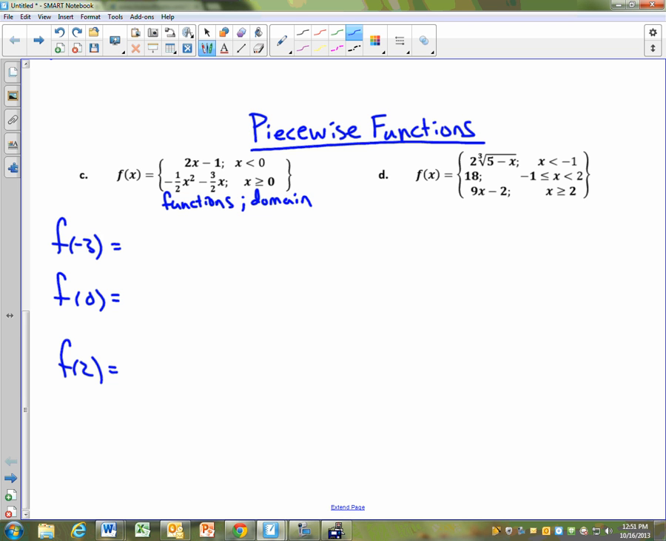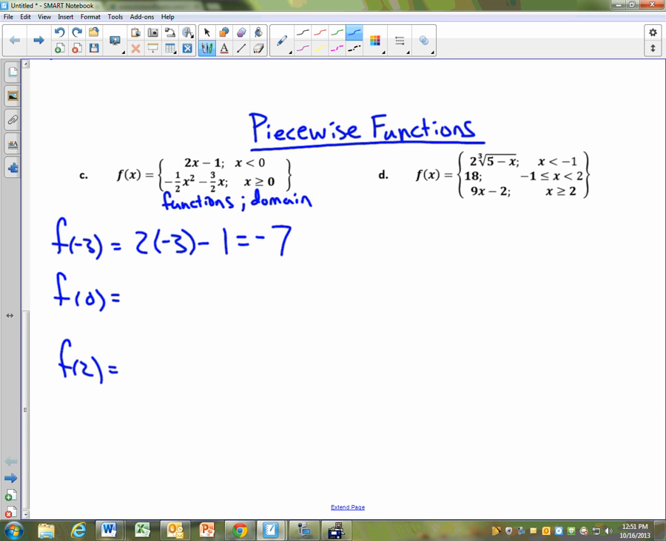Is negative 3 less than 0, or is negative 3 greater than or equal to 0? It's less than 0, so therefore I use the very first one. You have to see what your domain value, domain is your inputs, your x values, what does it satisfy? It satisfies less than 0, so I use this one. 2 times negative 3 minus 1. What is 2 times negative 3 minus 1? Negative 7, okay?